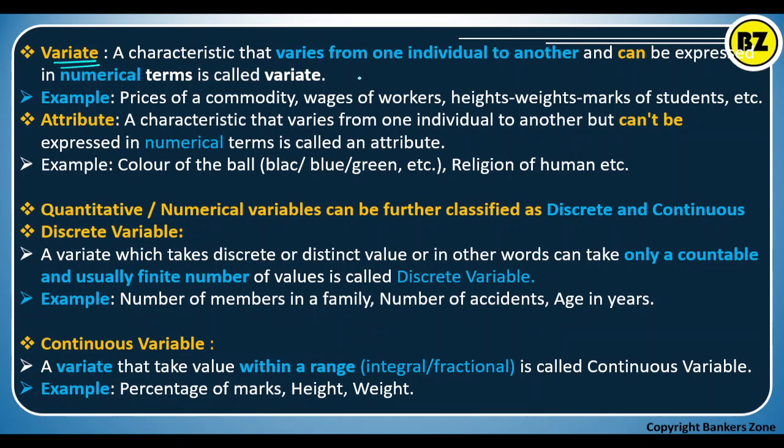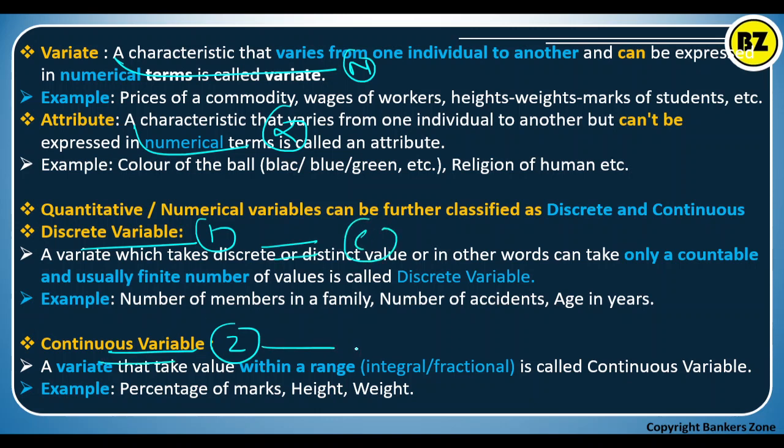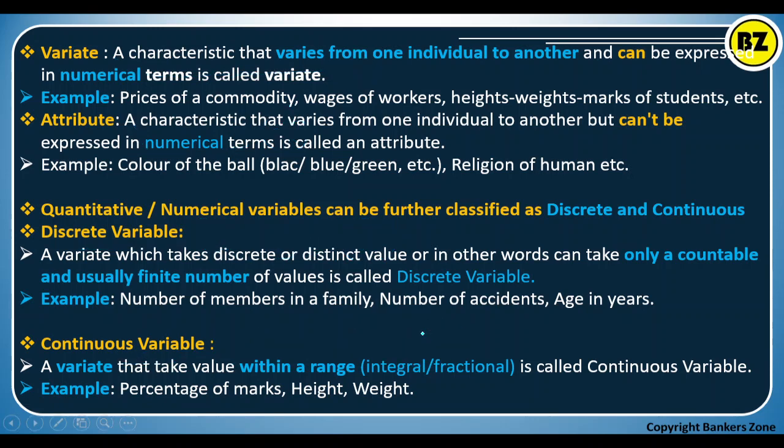What is a variate? A variate is a number which can be expressed and which varies from one to another. What is an attribute? An attribute is again a characteristic, but it is not numerical. So in simple terms, a variate is a number, an attribute is not a number. A variate has two types: discrete variable and continuous variable. Discrete means you can quote it in countable form. Continuous means it is generally expressed in terms of a range. So the two you have to remember.